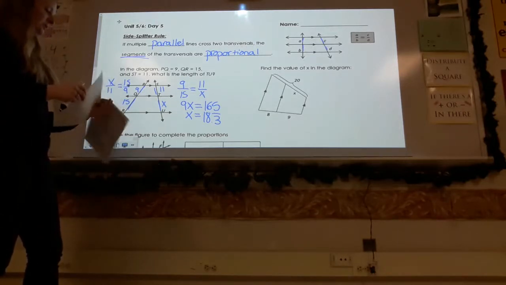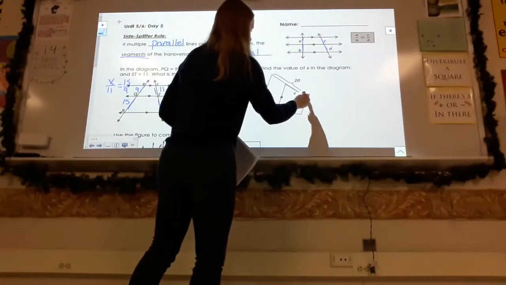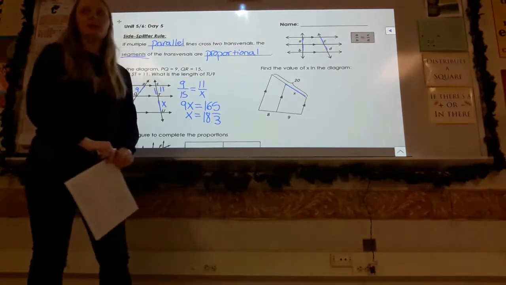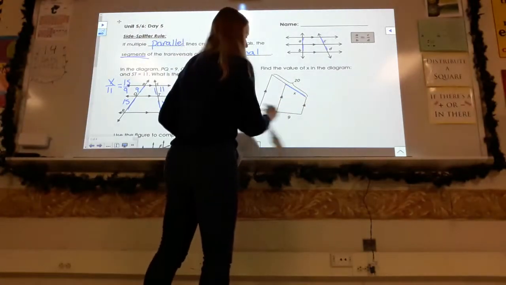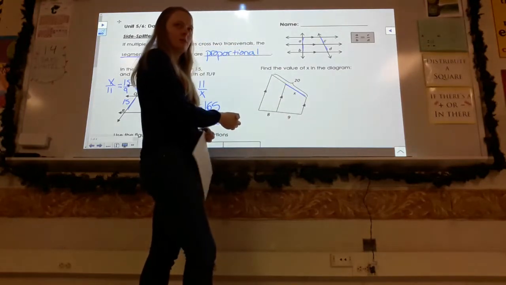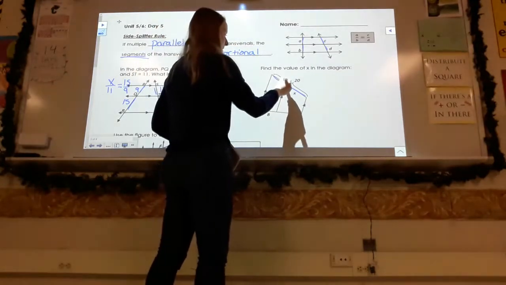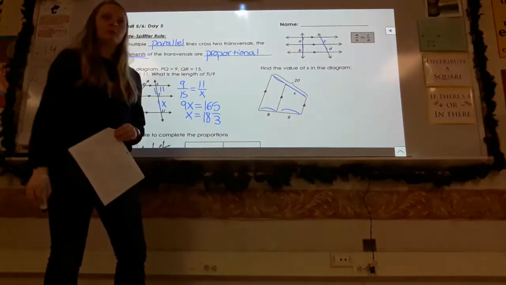So our next situation over here, we're trying to find the value of x in the diagram, which is right here. Alright, so we know this is side splitter. Again, the way that you're going to know it's side splitter is if you see two segments like this, and then at least three parallel lines that are crisscrossing. Alright, so these segments right here that I'm highlighting, these should all create a proportion to help you.